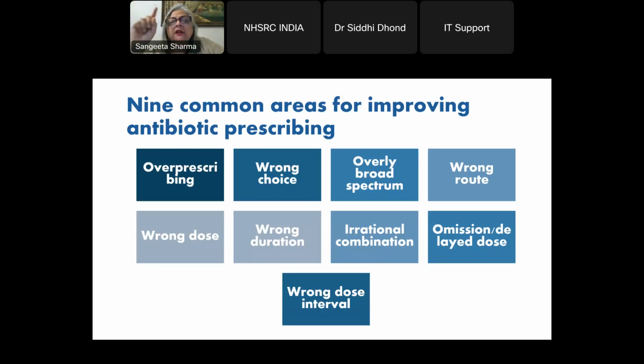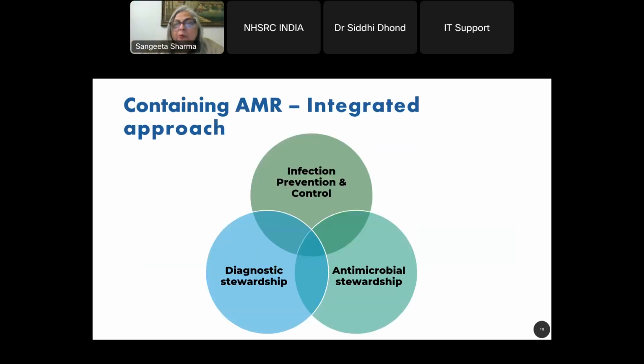12 hourly is not the same as BD. So please remember that there has to be an appropriate dose interval. You cannot combat the problem of AMR unless you follow all three.